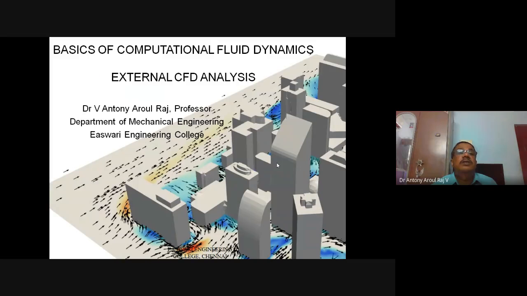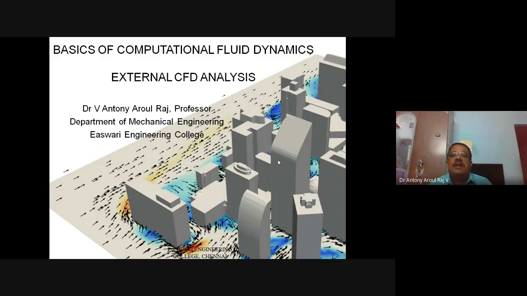So today we are going to discuss about the basics of computational fluid dynamics. We are going to the next step further. Okay. So previously we have gone for one step. So now we are going for the next step further. So it is external CFD analysis. Okay. So what is external CFD analysis? If you are having buildings like this, and if the air is flowing over the building, so that is called external CFD analysis.